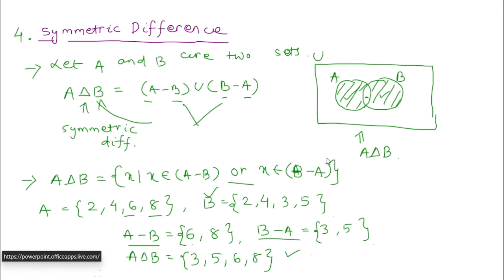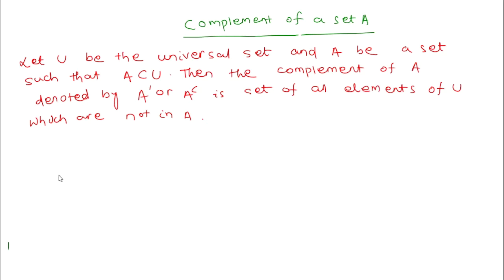Now we will study the complement of a set. So the next operation is complement of a set. First, what is its definition? Let U be a universal set. Then we know that if A is a set, it is a subset of its universal set, so A is a subset of U. Then the complement of A is denoted by A dash, or we will use superscript C. In both ways we can represent the complement.